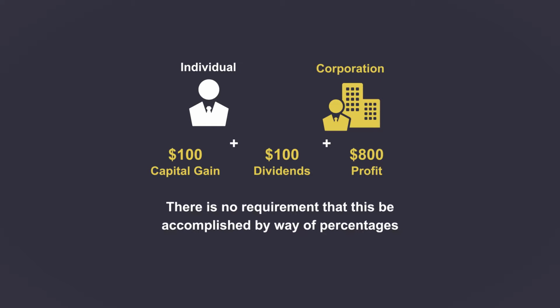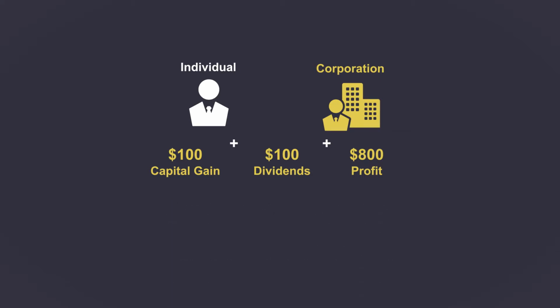There is no requirement that this be accomplished by way of percentages either. They might instead agree, for example, that the individual partner will be allocated the first $75 of each of these items, whatever the amount might be each year, with the whole of any remainder being allocated to the corporate partner.